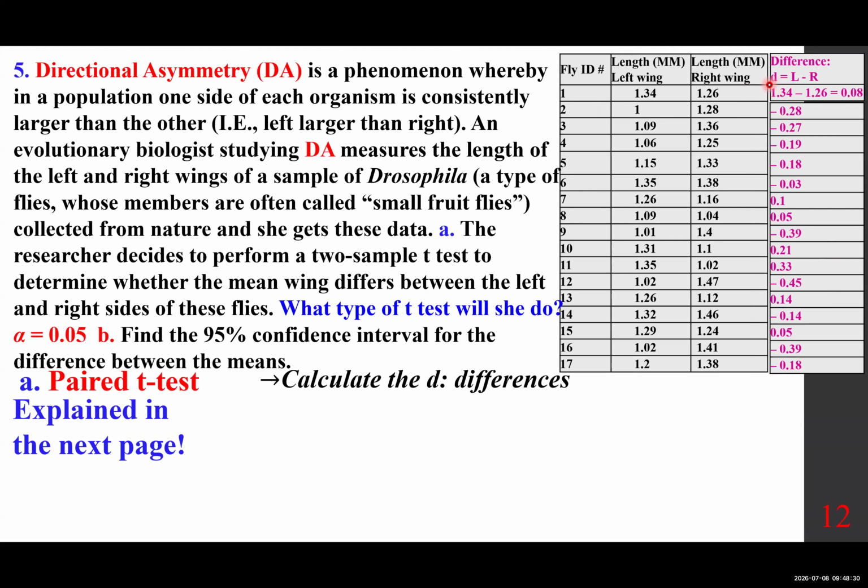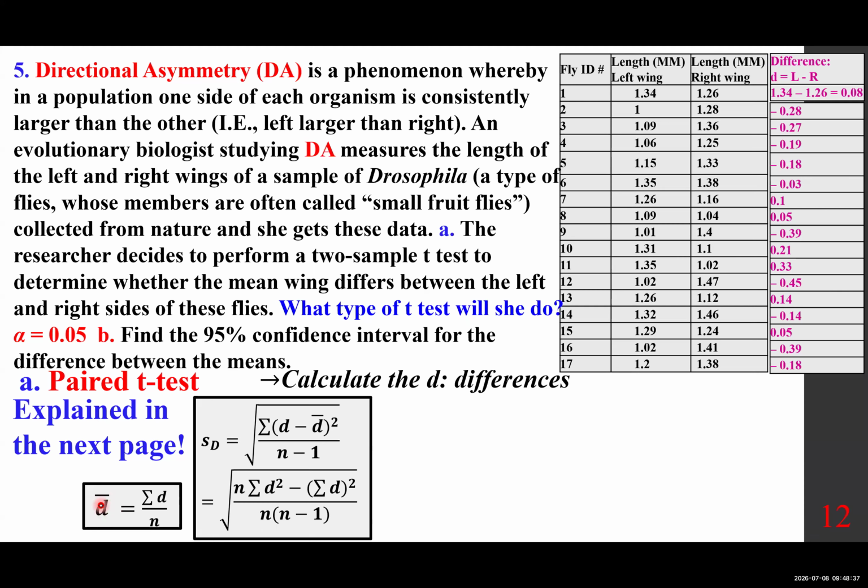D bar, sometimes they use uppercase, sometimes lowercase, is summation of D over N. I hope you remember that X bar was summation of X over N. That's the same formula. Or S squared, if you recall, was summation of X minus X bar quantity squared over N minus 1, right? So if you recall that, now instead of S, we're going to call it S sub D, and instead of X, we're going to use D. Instead of X bar, we're going to use D bar. So that's the same thing. So I'm going to erase my work.